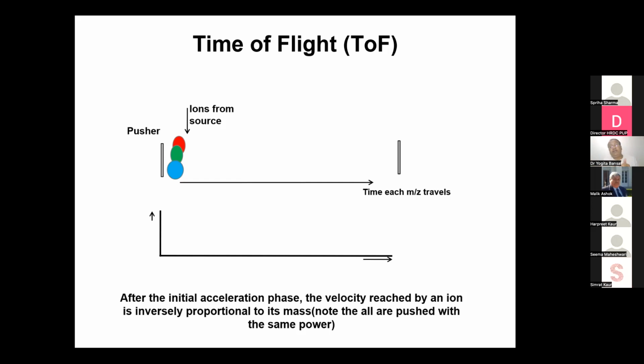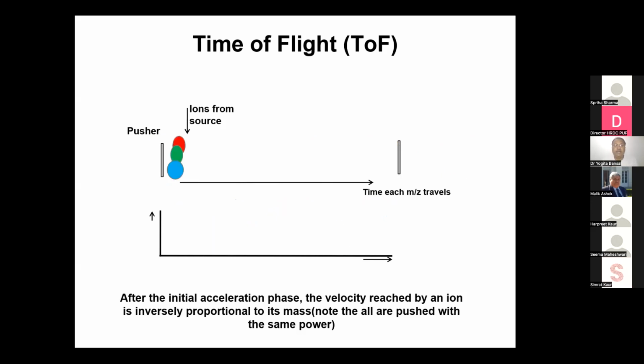And if we have another ion whose mass is less, then its velocity will be high. So a low molecular weight ion will travel at a high speed, whereas a high molecular weight ion will travel at a low speed. So when they are pushed, they travel at different speeds. So a low molecular weight ion, which is the red one.